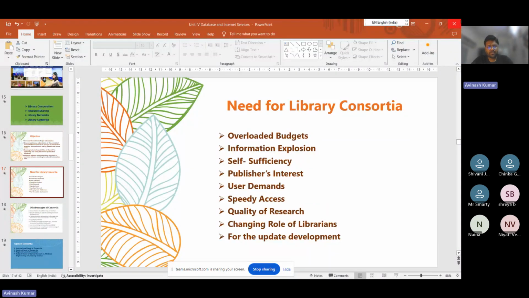Because of overload budget, information explosion, self sufficiency, publisher interest, user demand, speedy access, quality of research, changing role of librarians for the update of development. These are the need of library consortia. Okay, what are the disadvantage of consortia?